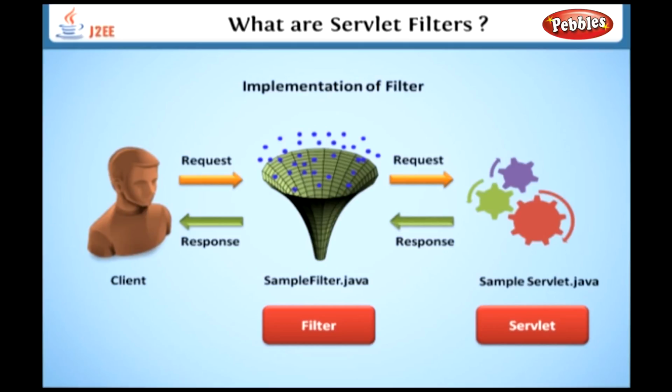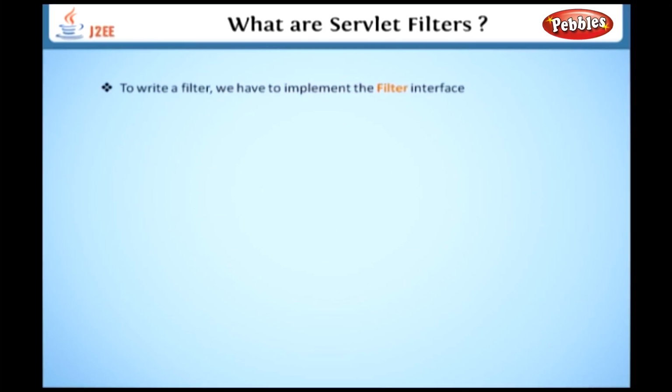I think now you've got a clear idea about filters. Let's see how we can define and implement a filter. If we want to write a filter, we have to implement the Filter interface. Let's look at the Filter interface. The Filter interface contains three methods: init, doFilter, and destroy.